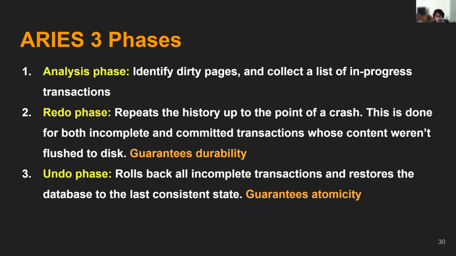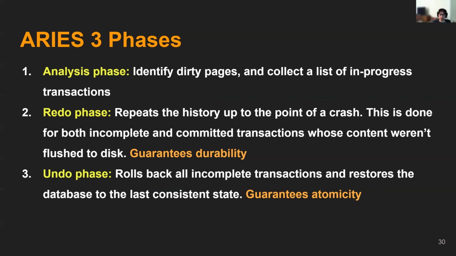ARIES is split into 3 phases. The first one is called the analysis phase. The second one is called the redo phase, and the third one is called the undo phase. In the analysis phase, the purpose is to identify all of the dirty pages, those pages that are modified by the operations. And it also collects a list of in-progress transactions, those transactions that haven't been done yet.